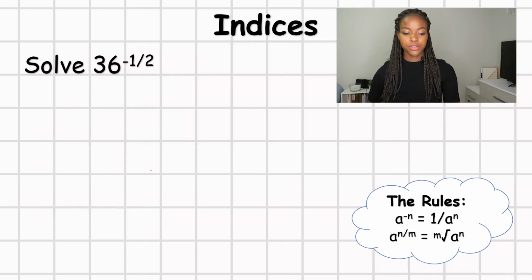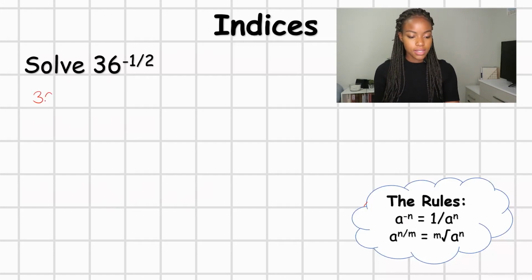The first one that I'm going to do is 36 to the power of -1/2. If we look at the rules here, we can see that it is a negative fraction. This means that we're using both of the rules. So there's 2 ways that you could do this. You could deal with the fraction and then the negative separately, or we can do it all together. So I'll do it all together first so you can see how it works.